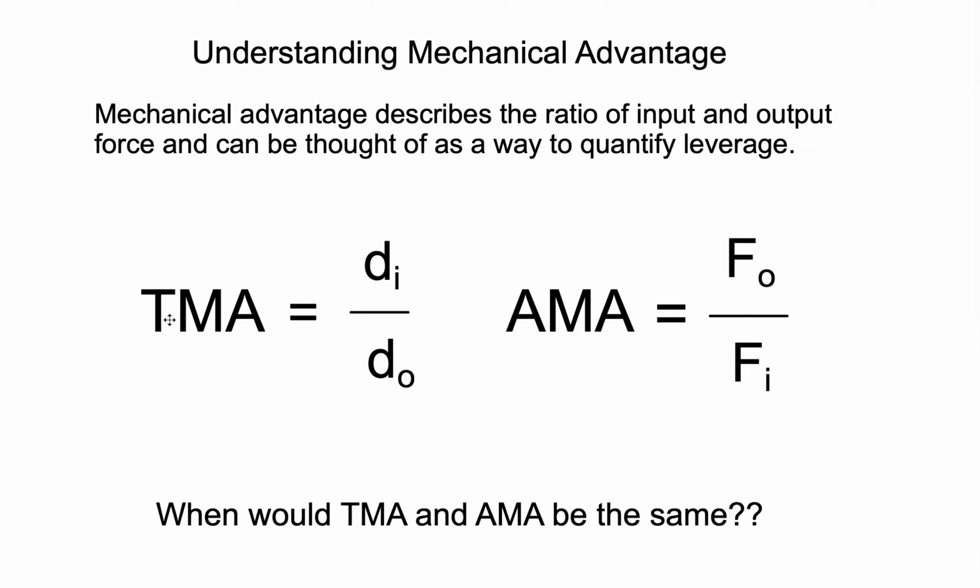So TMA, once again, is telling you, if there's no friction, this is how much your force will be multiplied by. And then AMA is telling you, this is how much my force was actually multiplied by. So when are they the same? I basically just told you. When would they be the same?